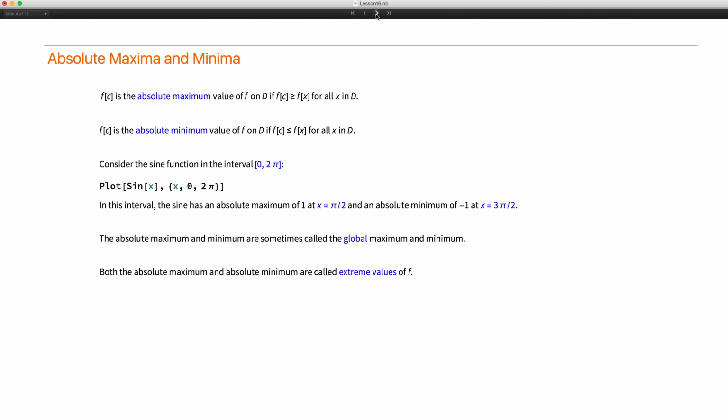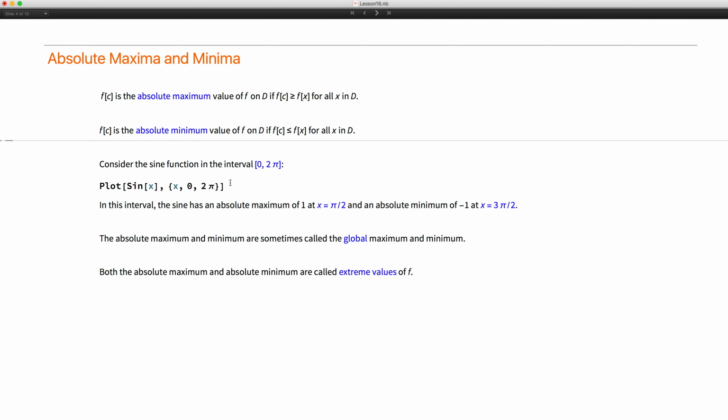So let's now talk about the notion of an absolute maximum or minimum. A value f of c is an absolute maximum of a function if its value is greater than or equal to every other value for the values in a certain set D, where D is called the domain. When I say absolute maximum, I mean the very greatest value of a function. And similarly, if one says absolute minimum, you mean the least value of a function on a certain set D.